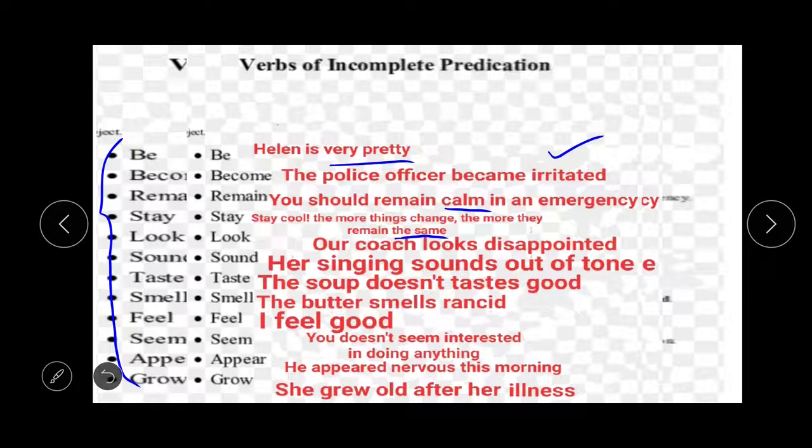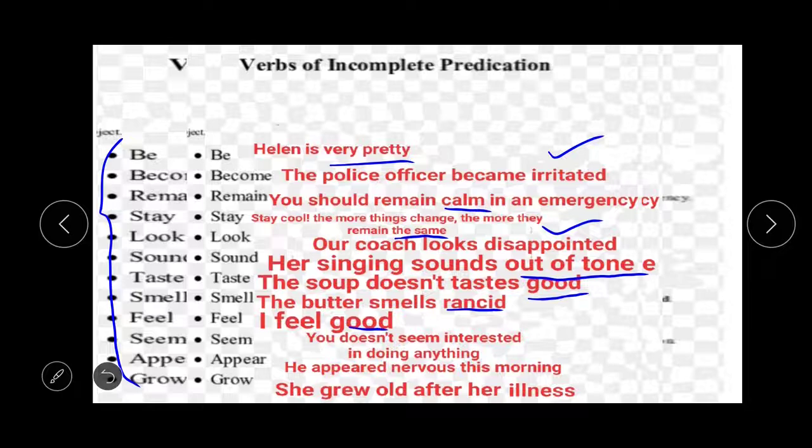Then look. "Our coach looks disappointed." Here "disappointed" is the complement. "Her singing sounds out of tune." Here "out of tune" is the complement. Then "The soup doesn't taste good." "Good" is the complement here. Then smell. "The butter smells rancid." Here "rancid." Then feel. The sentence for feel is "I feel good." Here "good." Then seem. The sentence for seem is "You don't seem interested."